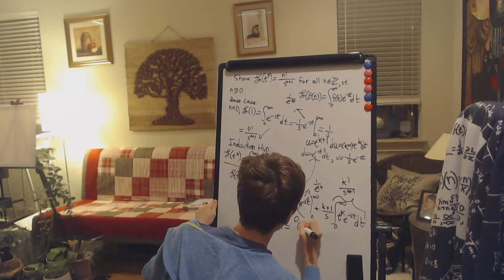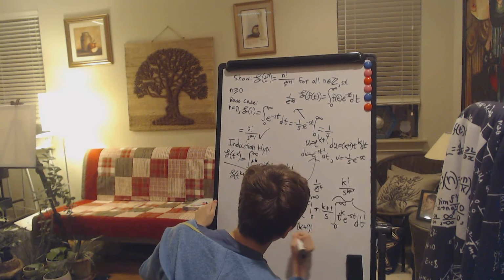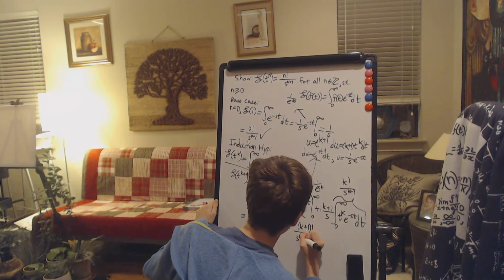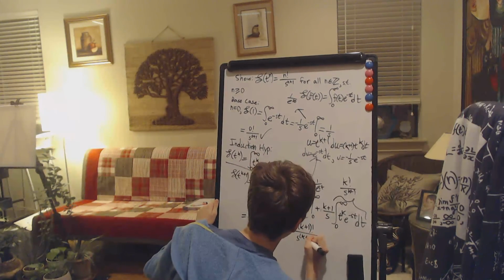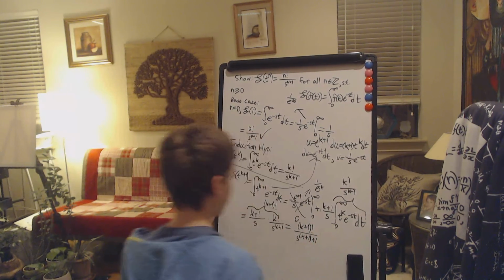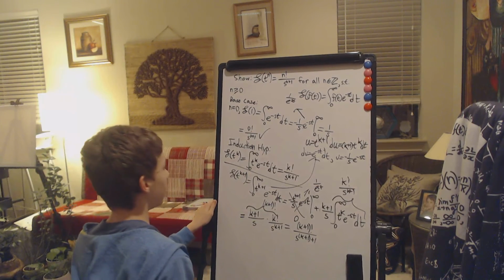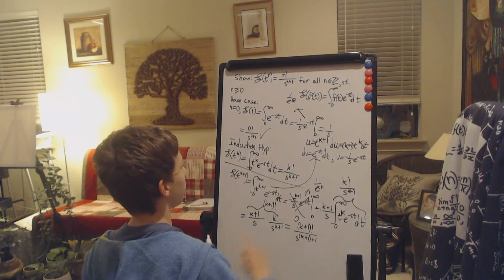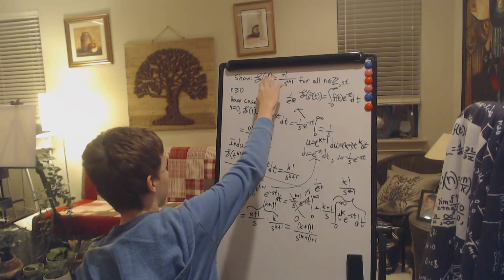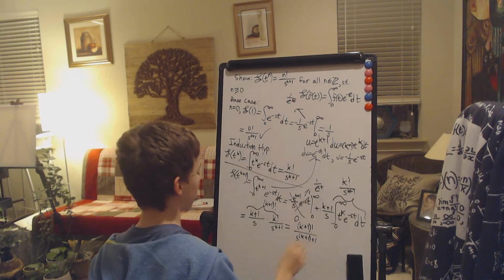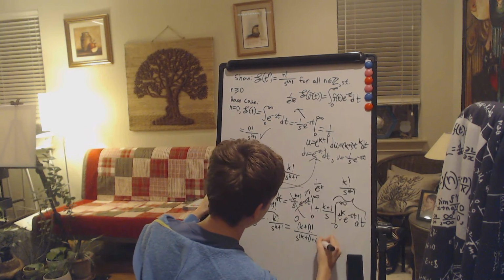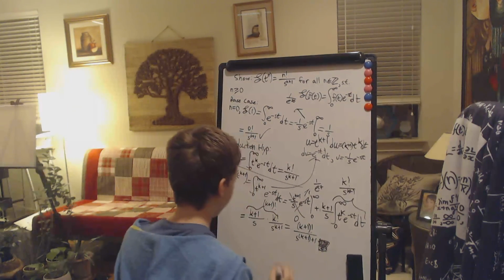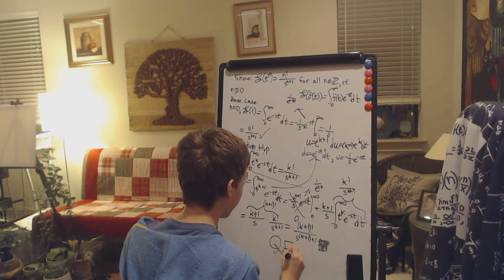So this would be k plus 1 factorial over s to the k plus 1 times s, which is the same thing as s to the k plus 2. And that's exactly what we wanted, because we've come from this to this. So if we plug in k plus 1 into this, we get the exact same result. So that is the end of the proof. Let's shade in that nice black box. QED.